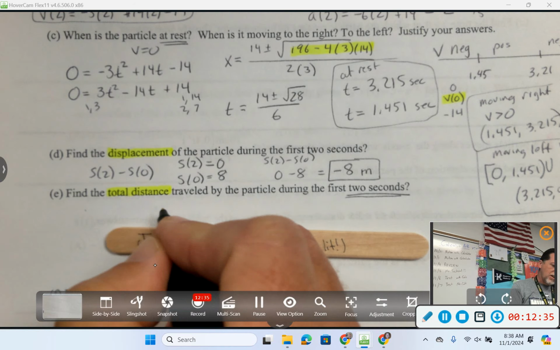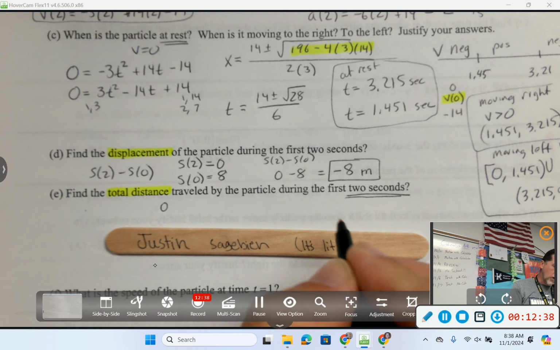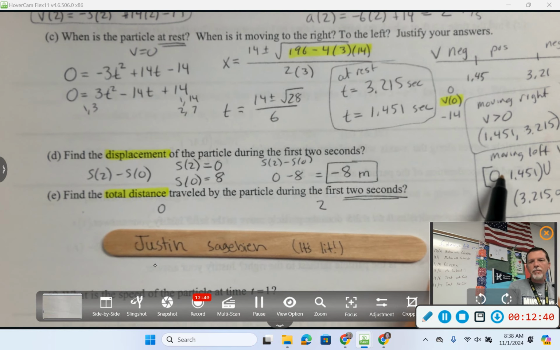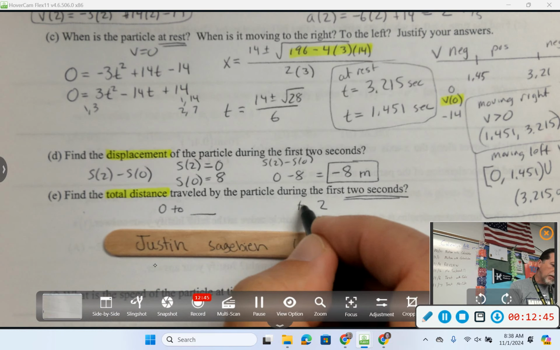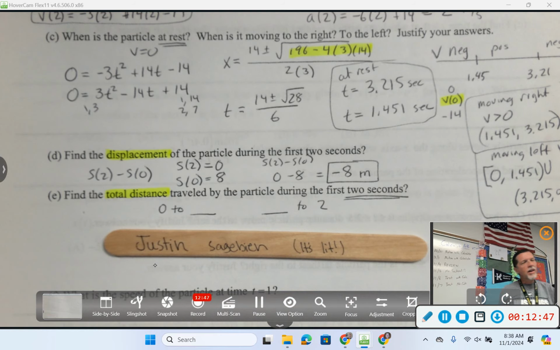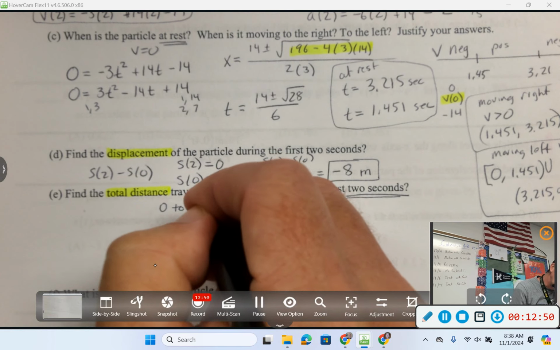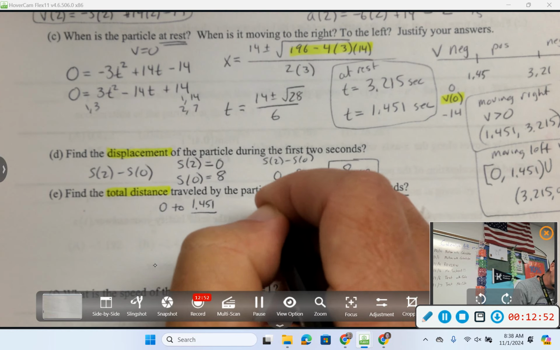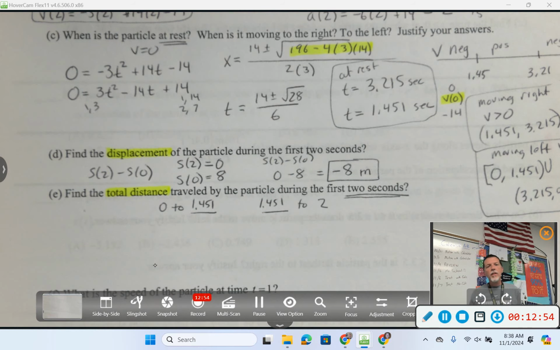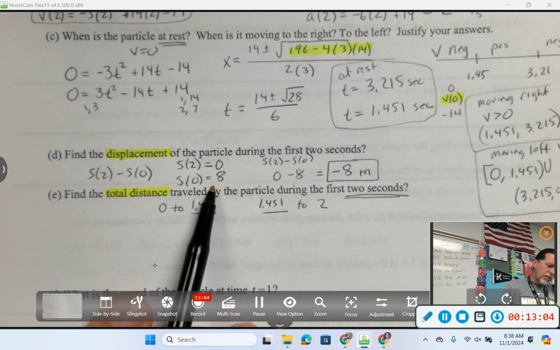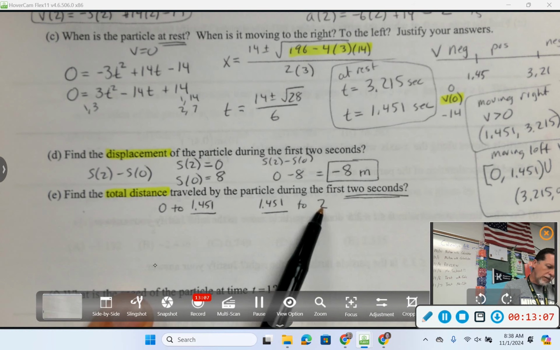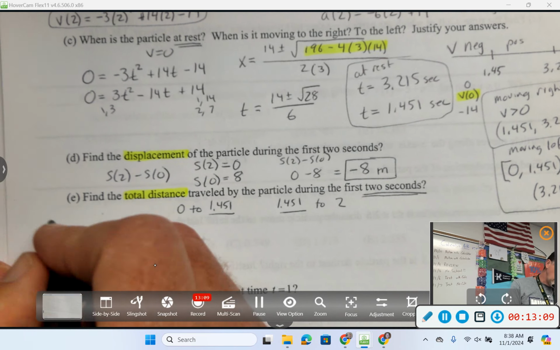So 0 and 2? I do want to go 0 to 2, but there's something happening in between 0 and 2. So I need to go 0 to something, and then that something to 2. 1.451, because it changes direction there. So I need to figure out where we are at 1.451, and then I can get those two distances and add them together. So S of 0 I've got, S of 2 I've got. I need S of 1.451.